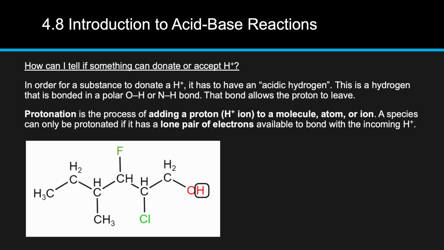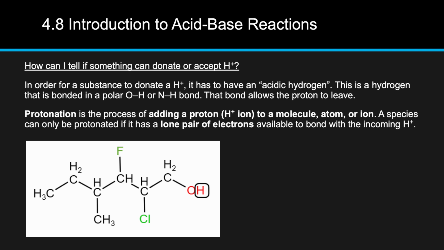So how can I tell if something can donate or accept a proton? To decide whether something can donate a proton, what we're doing is looking for an acidic hydrogen. An acidic hydrogen is one that is attached to a highly electronegative atom like oxygen or nitrogen. So if we see an OH bond or an NH bond, that hydrogen can be donated as a proton. In the structure on the bottom here, we see that hydrogen that's attached to the oxygen. That is the most acidic hydrogen in this molecule. So if it were to donate a proton, that is where it would be coming from.